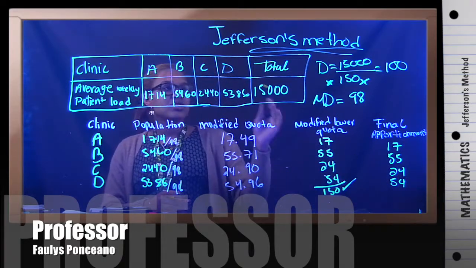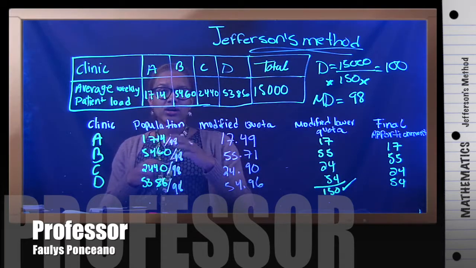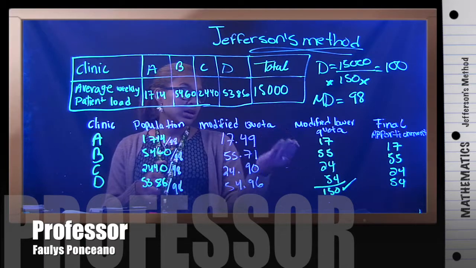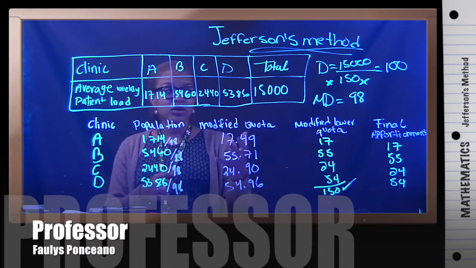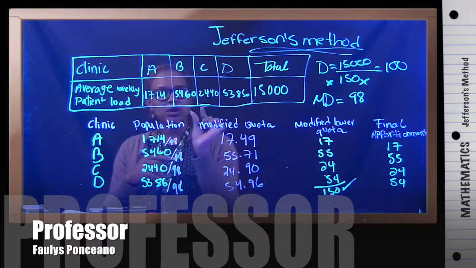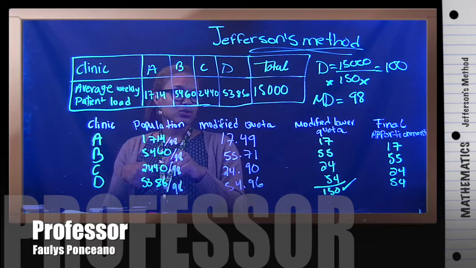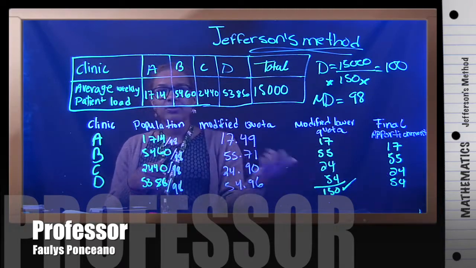And this is using the Jefferson method, where you modify your quota to a lower one. You modify your divisor lower. You could have tried 99 and seen if that would have worked. You could have tried 96, 95, and so on. You want to modify it by a little bit less. So this is the final apportionment for this example.